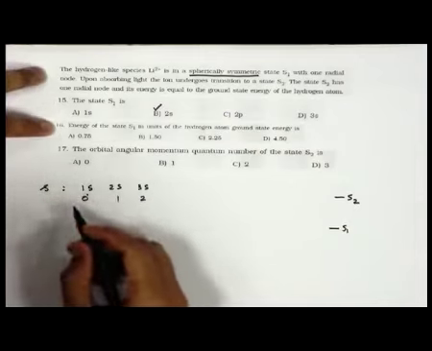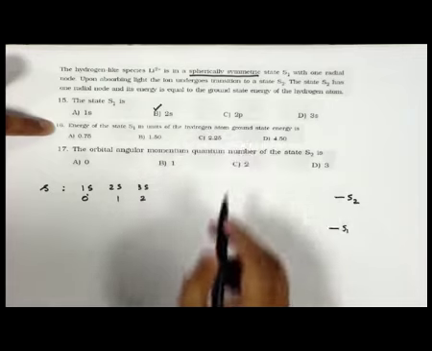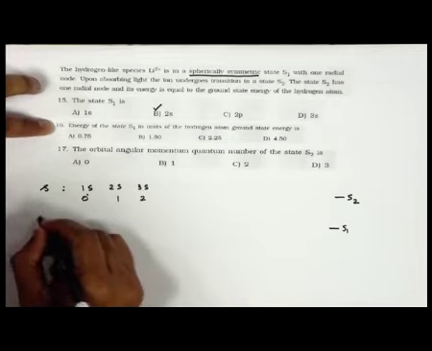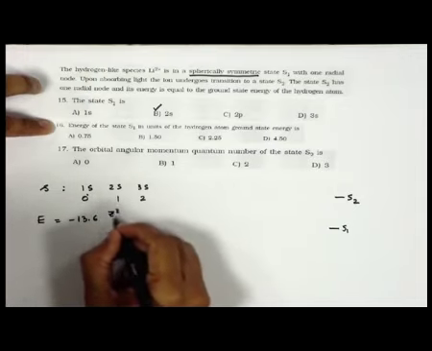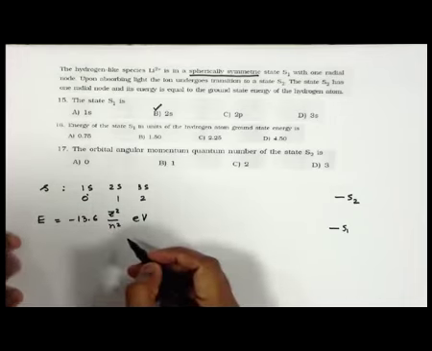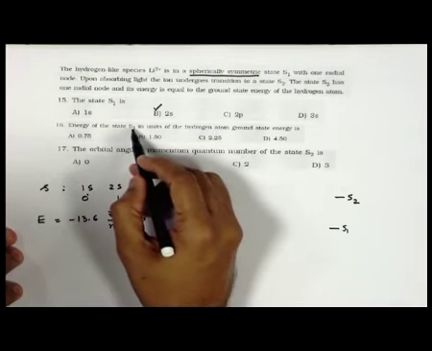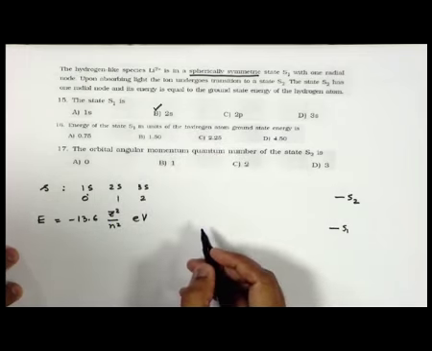The next question asks for the energy of the state S1 in units of the hydrogen atom ground state energy. So, what do we know about the energy of lithium 2 plus? We know that its energy is minus 13.6 Z square divided by n square, which comes from Bohr's atomic model, and the energy is in units of electron volt. So, we know this is the energy of lithium 2 plus. It wants us to find out the energy of state S1 with respect to the ground state energy of the hydrogen atom.